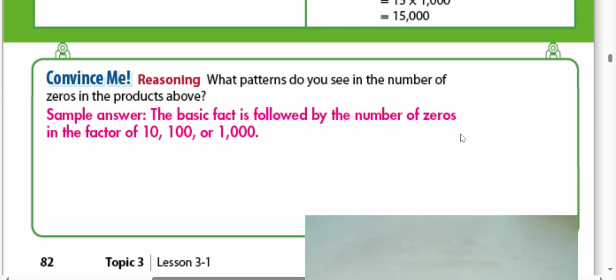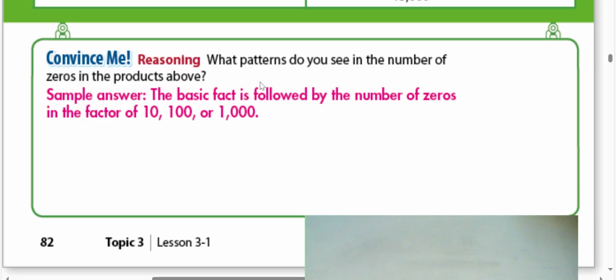Next question. On this page it asks you what you see in the number of zeros in the products above. Simple answer, we can write the basic fact followed by the number of zeros in the factor of 10, 100, 1000.